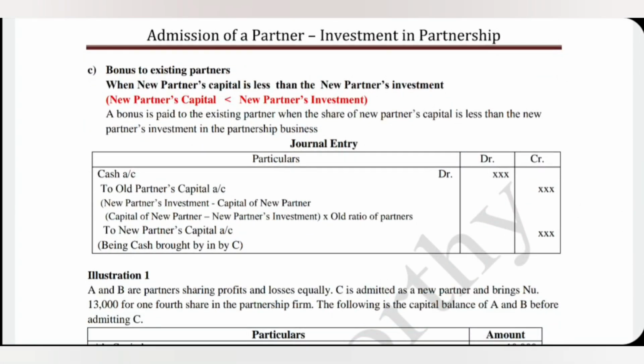When the new partner's capital is less than the new partner's investment: in the previous case, we have seen when the new partner's capital is greater than the new partner's investment. This is just the opposite of the previous method. A bonus is paid to the existing partner when the share of the new partner's capital is less than the new partner's investment in the partnership business. What is the journal entry to be passed? Cash account to be debited, old partner's capital account to be credited, and the new partner's capital account also to be credited.